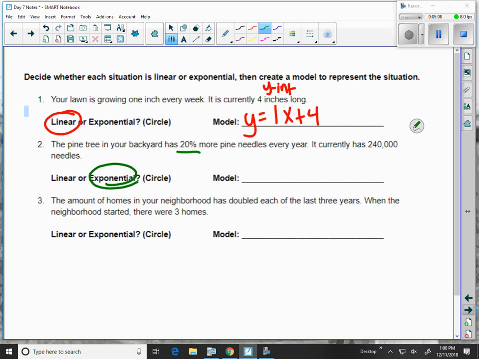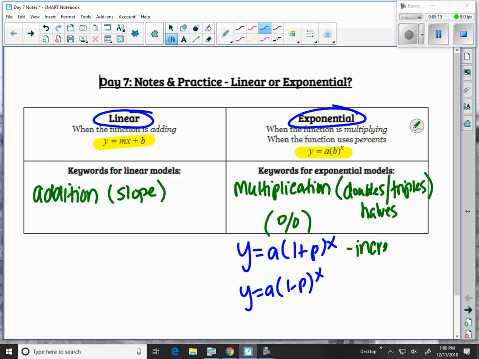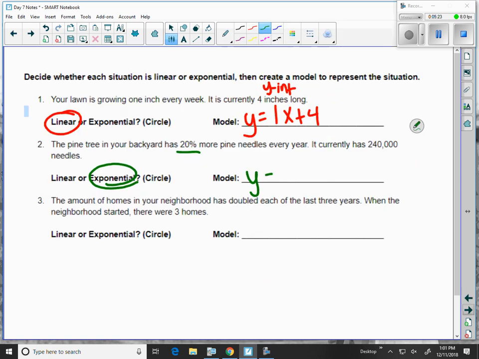It says that there's 20% more pine needles. Is that increase or decrease? Increase. So we're going to use our increasing model. What is our starting value? 240,000. And then we're at 1 plus because it's increase, and 20% can be written as 0.20, to the x. What does that power usually represent? Time, some kind of time. In this case, it's years, because it's every year.